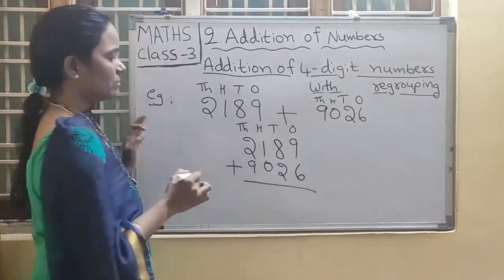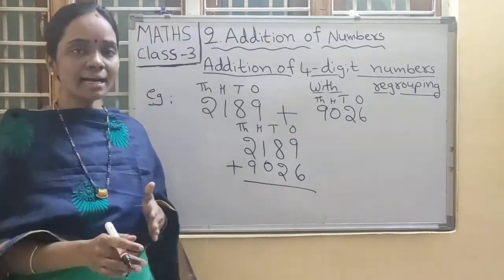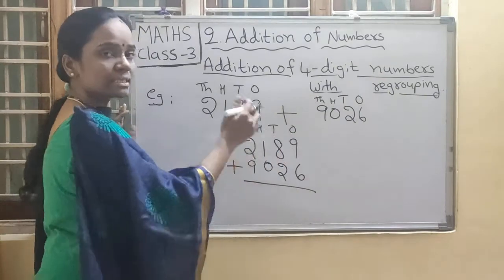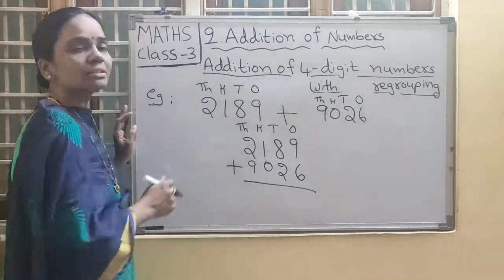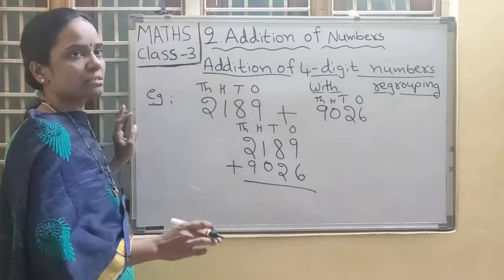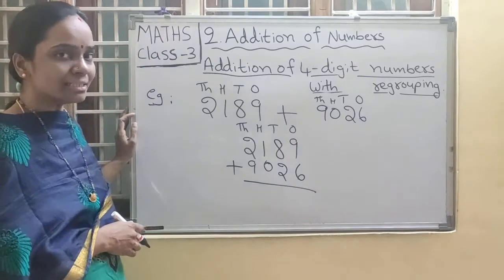Now add. Plus is the symbol for addition. So how to add? We have to add at ones place first. Then we have to go to the tens place. Then go to the hundreds place. Then go to the thousands place. Okay, start with the ones place. What are the digits at ones place? 9 and 6. 9 plus 6, how much, children?